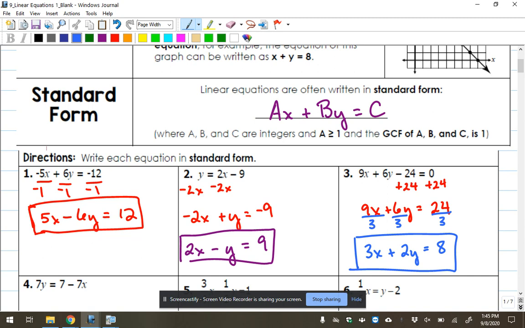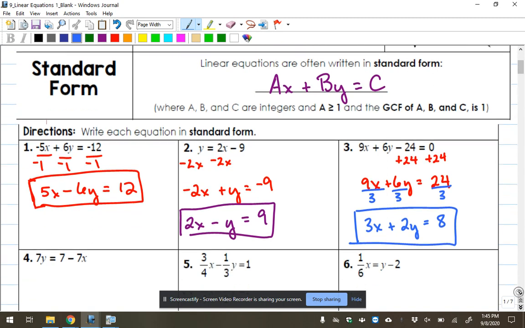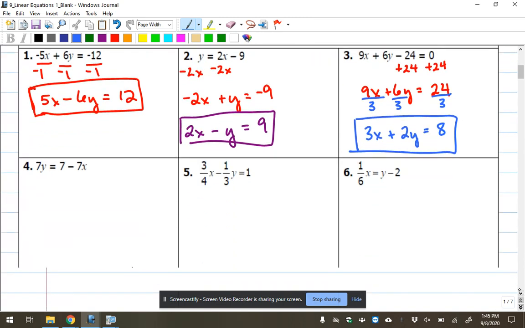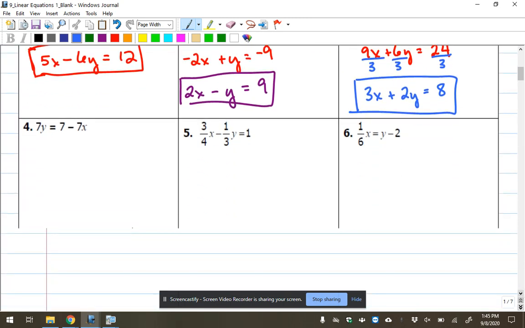Number 4 is like 3, so I'm not going to do it. Let's go ahead and go to number 5. Get those fractions in there. Everybody loves the fraction problems. All right, so remember the rule is that you can't have fractions or decimals in standard form. So we're going to have to get rid of those.